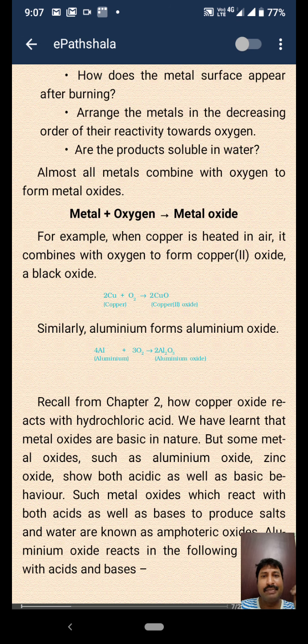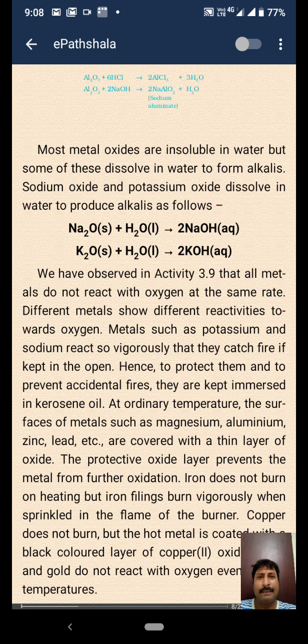Chemical properties. Metal plus oxygen always gives metal oxide. Copper reacts with oxygen and gives copper oxide. This is an oxidation reaction too. So the same reaction is repeating again and again, so you have to be very careful on these things.